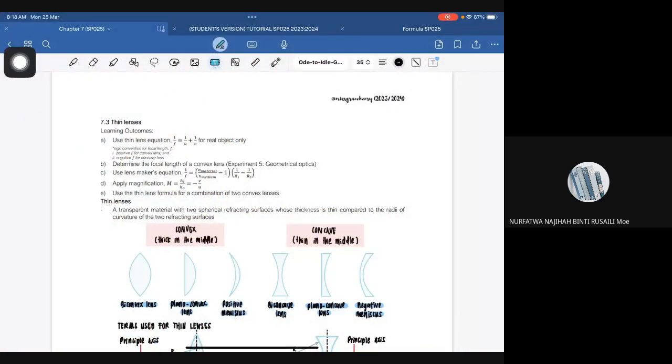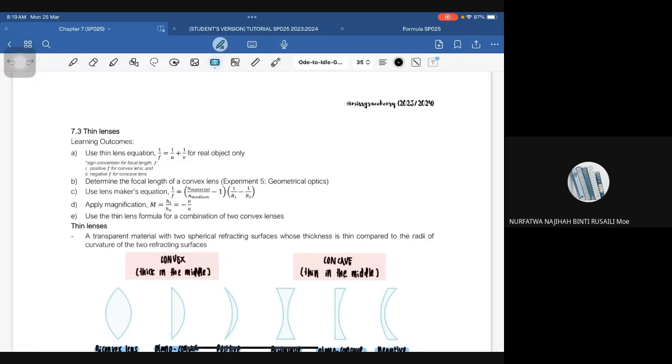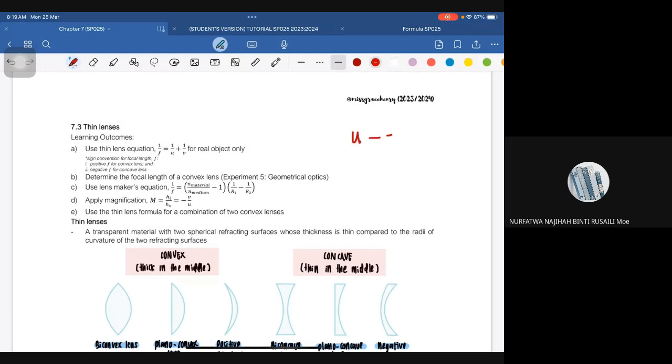Okay, so today kita akan masuk our third subtopic for geometrical optics lah. Okay, so it is on thin lenses. So this subtopic is the one subtopic that object distance boleh jadi negative. Tapi ini bila dia ada certain situation je lah. So this third subtopic, you have to be able to use thin lens equation lah.